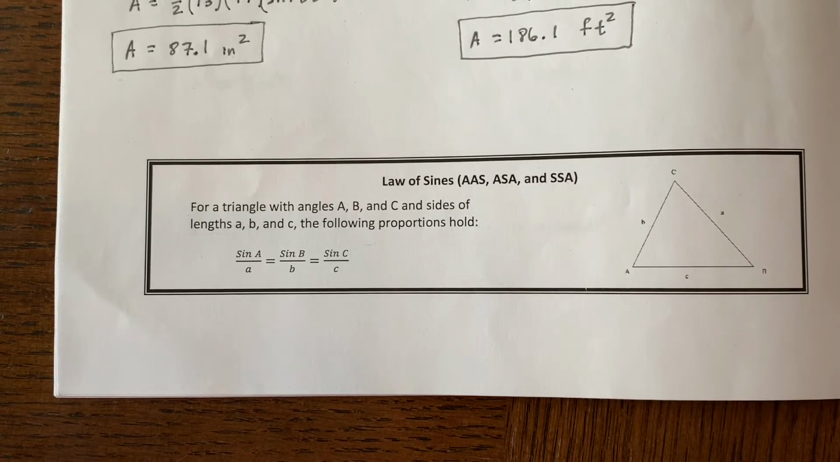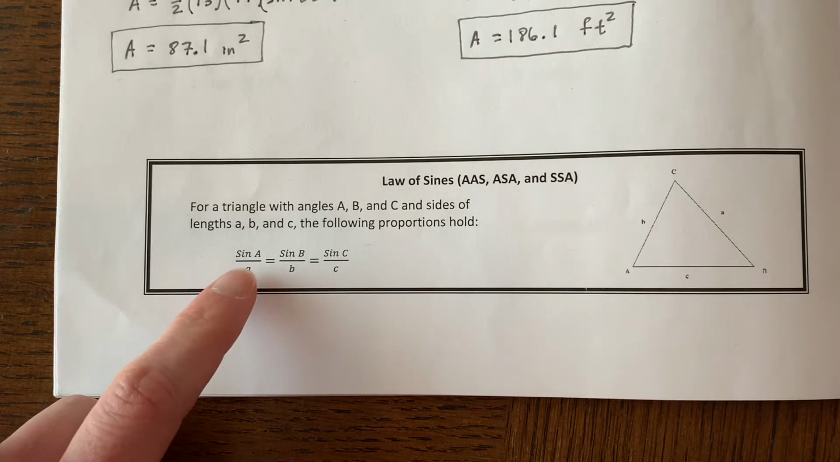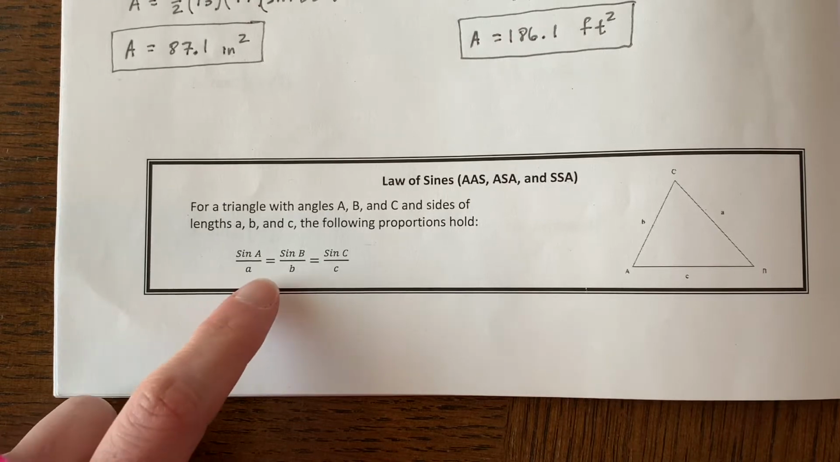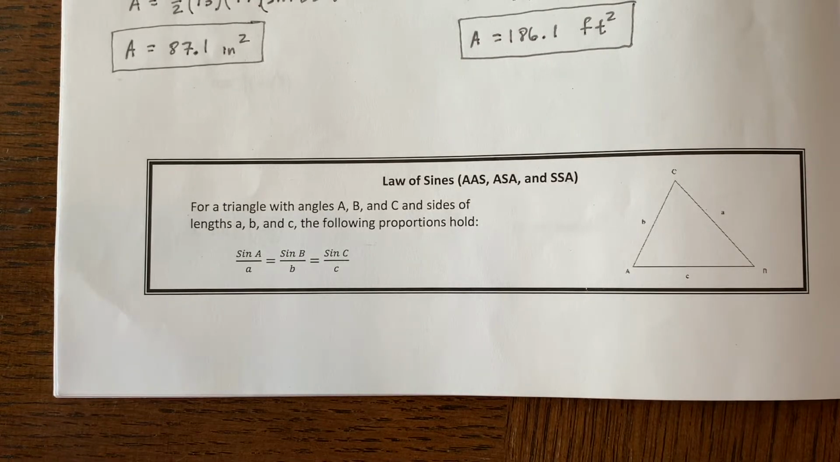Example 2 in lesson 4.7 asks us to find the missing sides and angles of an oblique triangle, so a non-right triangle, when we are either given angle, angle, side, or side, side, angle. When given those combinations of sides and angles, we use what's called the law of sines. Law of sines is the sine of angle A divided by A is equal to the sine of angle B divided by B is equal to the sine of angle C divided by C.